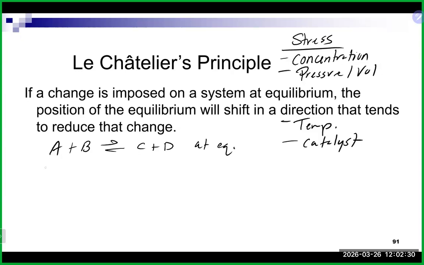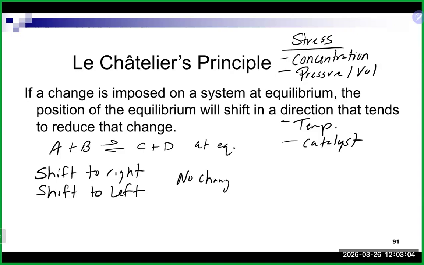There's really three things that it will typically do when you're talking about Le Chatelier's principle. In order to get back to equilibrium, the reaction can shift to the right, which means it's going to make more products. It could shift to the left, which would mean it needs to make more reactants to get back to equilibrium. And there is a third option that pops up occasionally: even though you did something to it, there will be no change. It will not shift to the left or to the right.